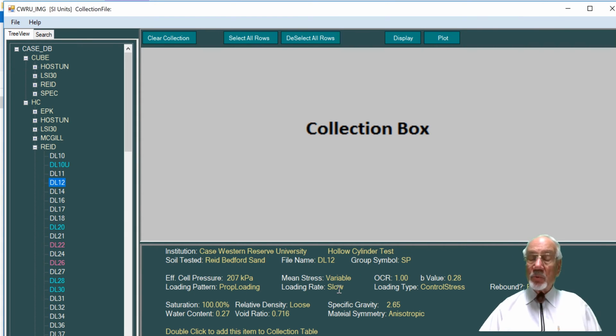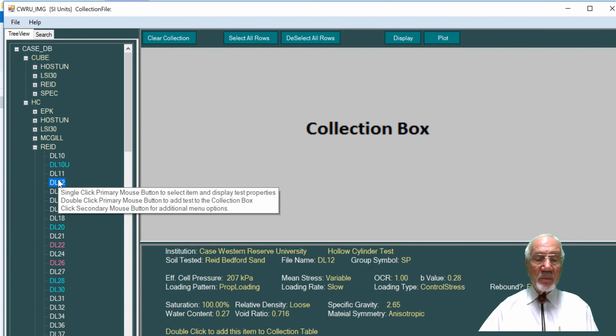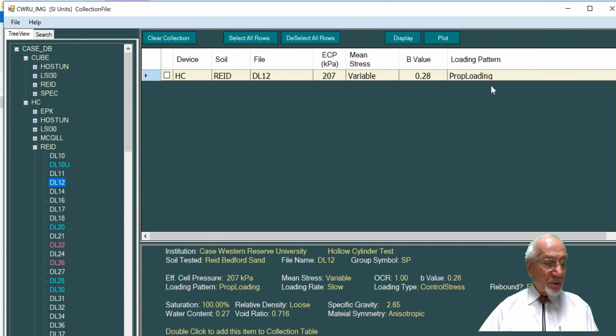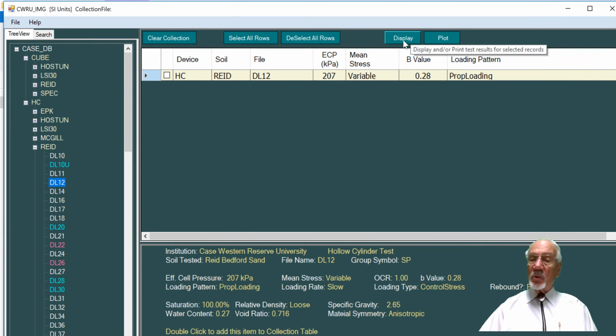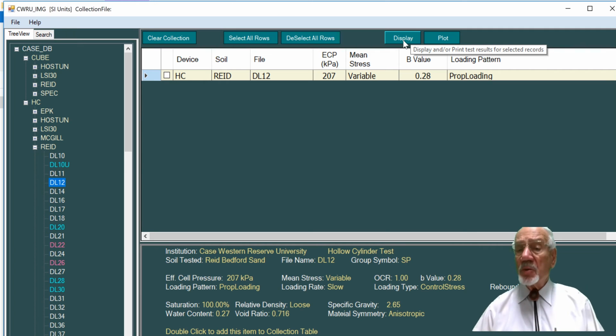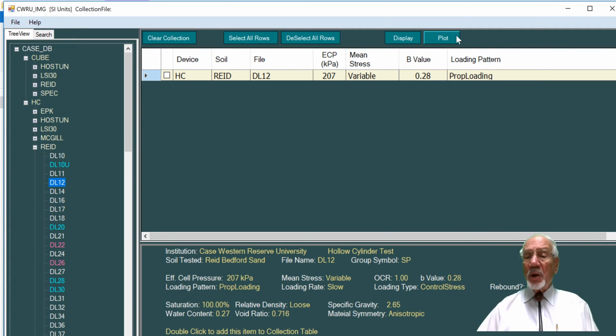We have a mean stress, which is variable because it's a direct test. The p-value is 0.28. If you double click on it, it appears in the collection box. And this is where you start from this point and try to either display the data and all the variables that have been computed, or plot one variable against the other.